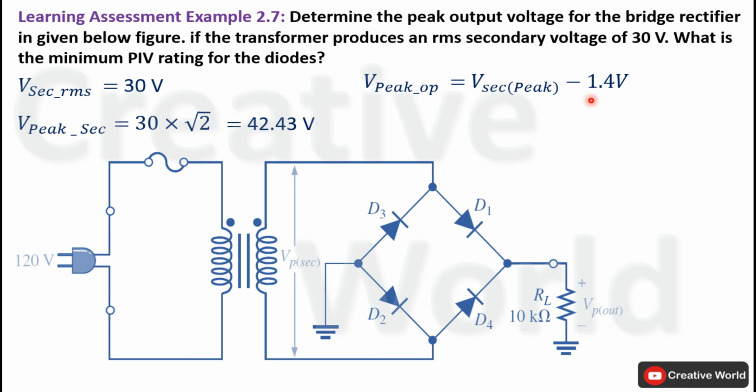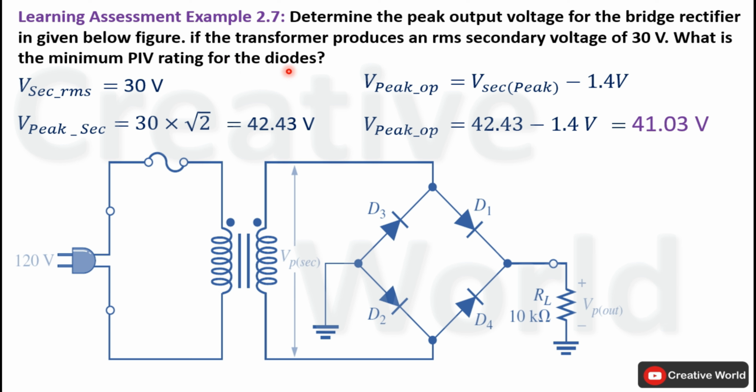We are assuming these two diodes are silicon based. So the potential barrier of an individual diode is 0.7 volts. The sum of the potential barriers of these two diodes will be equal to 1.4 volts. These are also known as the forward voltage drop of the diode. V peak output will be equal to V secondary peak, that is 42.43 volts, minus 1.4 volts. So V peak output will be equal to 41.03 volts.